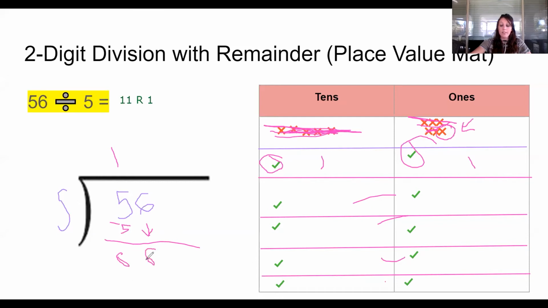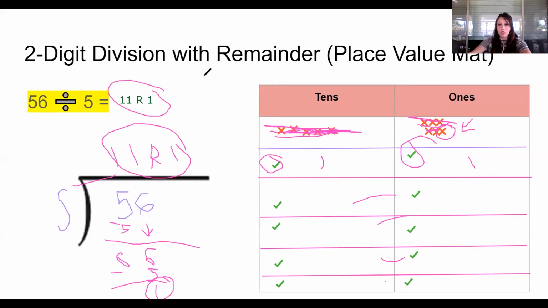How many times does 5 go into 6? 1 time. And then we do minus 5, because 1 times 5 equals 5. Now there's nothing else to bring down, right? So this is our remainder because there's nothing else we can do with it. So our answer here also is 11 remainder 1. And that is our final quotient to our question. So let's move on to our next problem now.